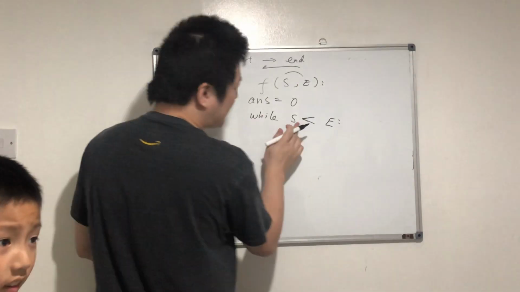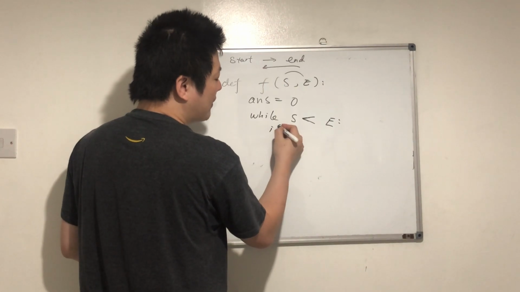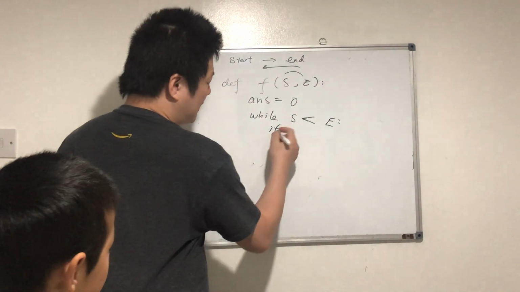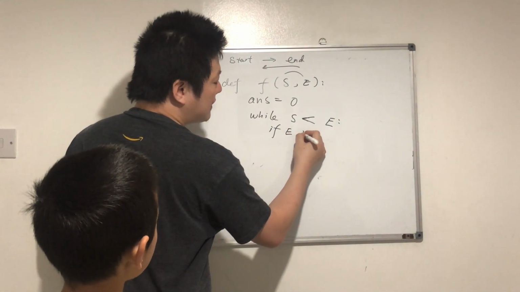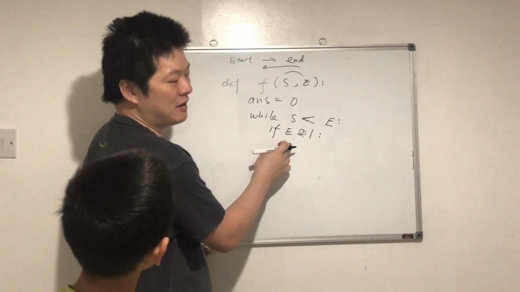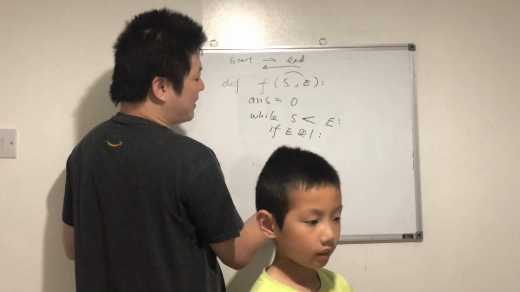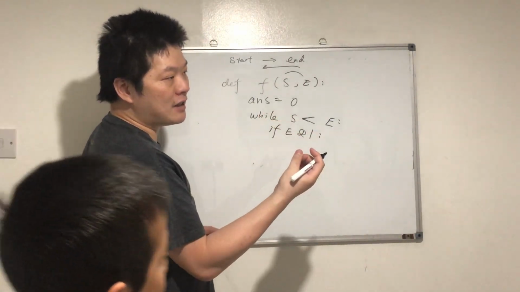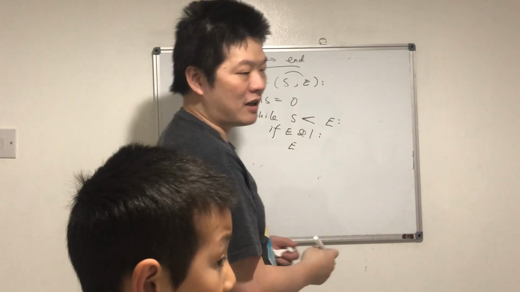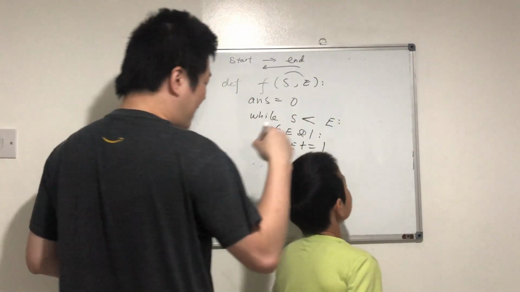Okay, so if S is smaller than N, what does it mean? If N is odd, what does it mean? N is an odd number. If N is an odd number, then we need to do what? N plus equals 1. Because if it's an odd number, we can only add 1, right?